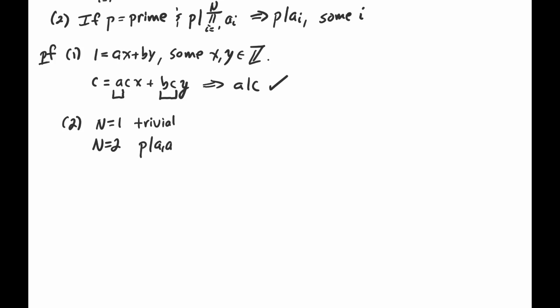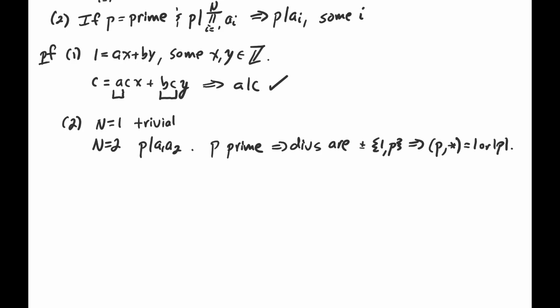So the setup is p divides A1 A2, because we only have 2 things. Since p is prime, we know its divisors are plus or minus 1 and plus or minus p, so that in turn means that the greatest common divisor of p with essentially anything can only be 1 or the absolute value of p. In particular, this means the gcd of p with A1 only has 2 possibilities.